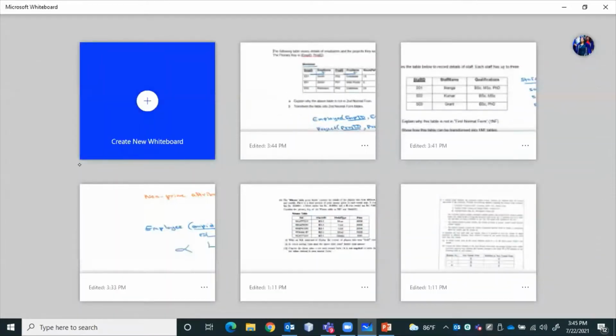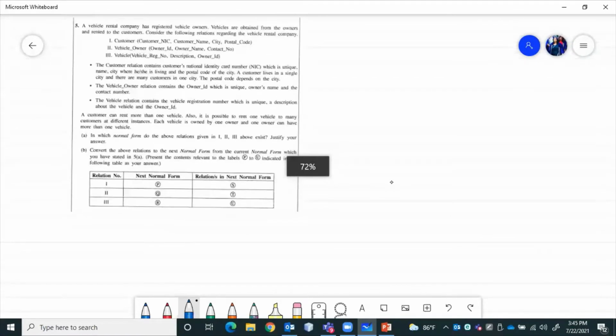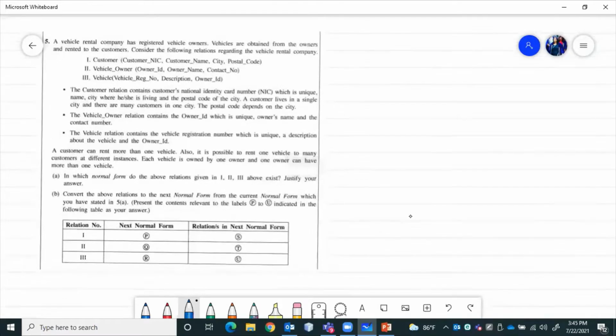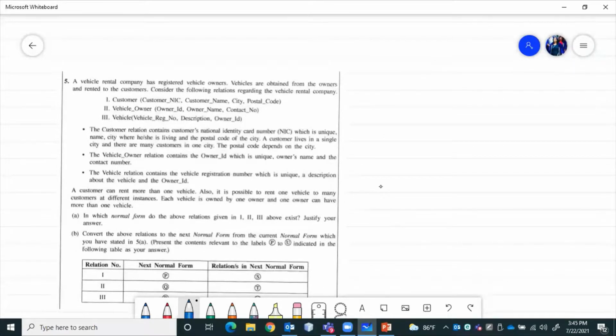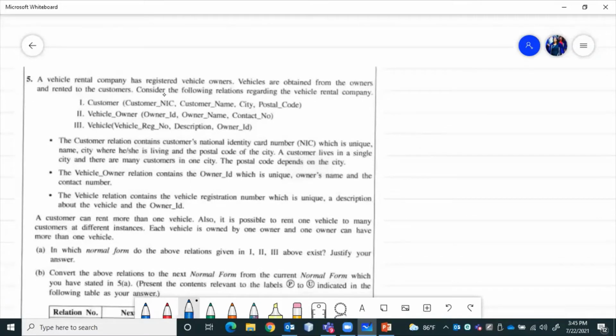Okay, let's move to the 2019 question, I think. This is the 19 one. I can't remember exactly. Here you might feel they have given a longer description, but when you read it, there is nothing much in the description. It says a vehicle rental company has registered vehicle owners. Vehicles are obtained from the owners and rented to the customers. The normal scenario which is happening in the real world. If you take a cab service, this is the process.